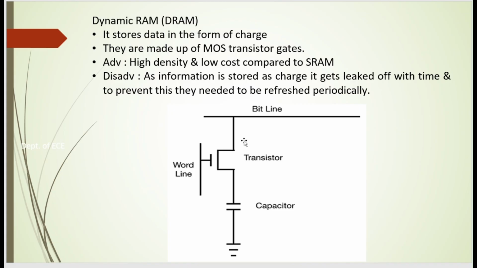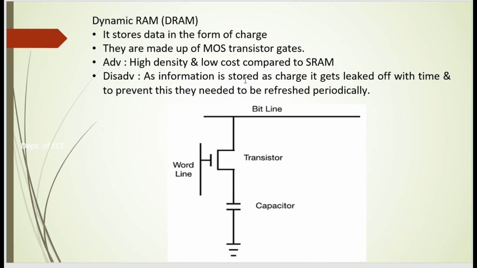It stores data in the form of charges. Therefore, the diagram of DRAM consists of a capacitor which is used to store the charges. They are made up of MOS transistor gates. Advantages is its high density and low cost as compared to SRAM.